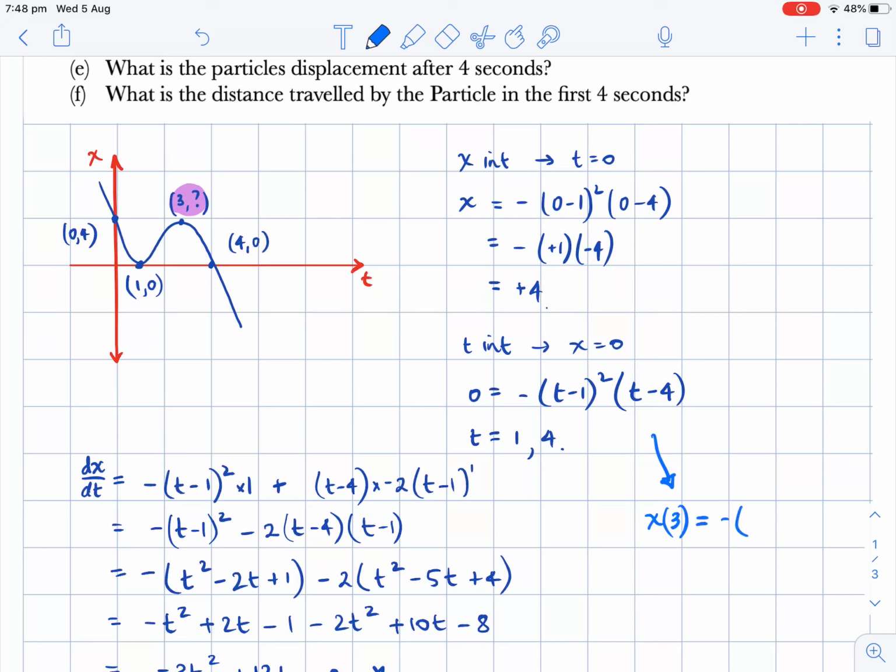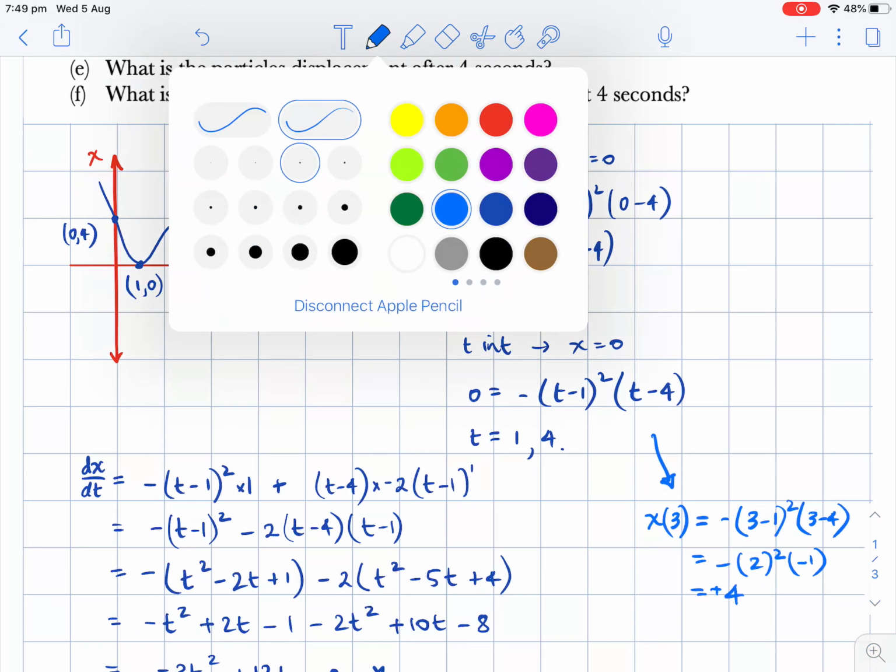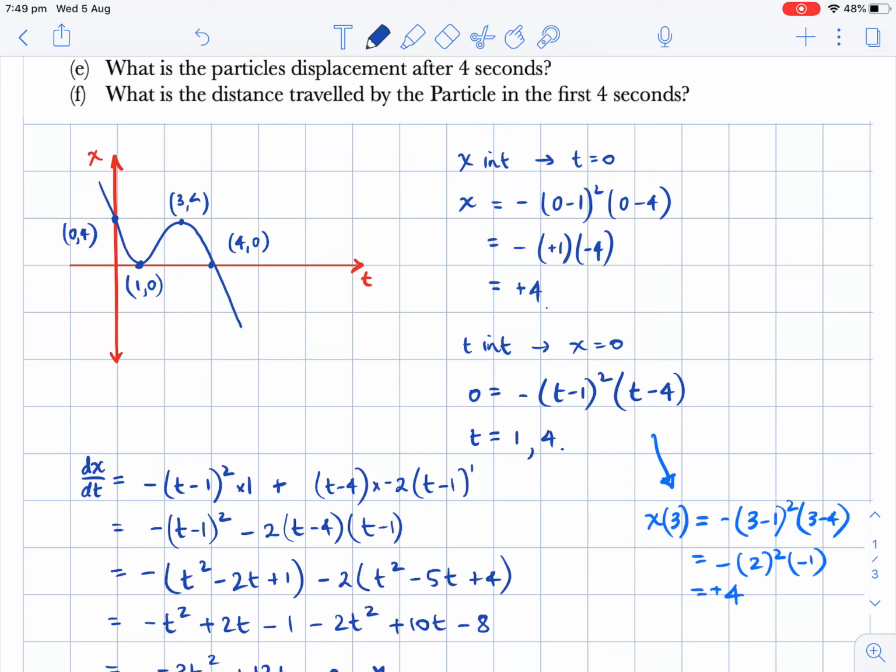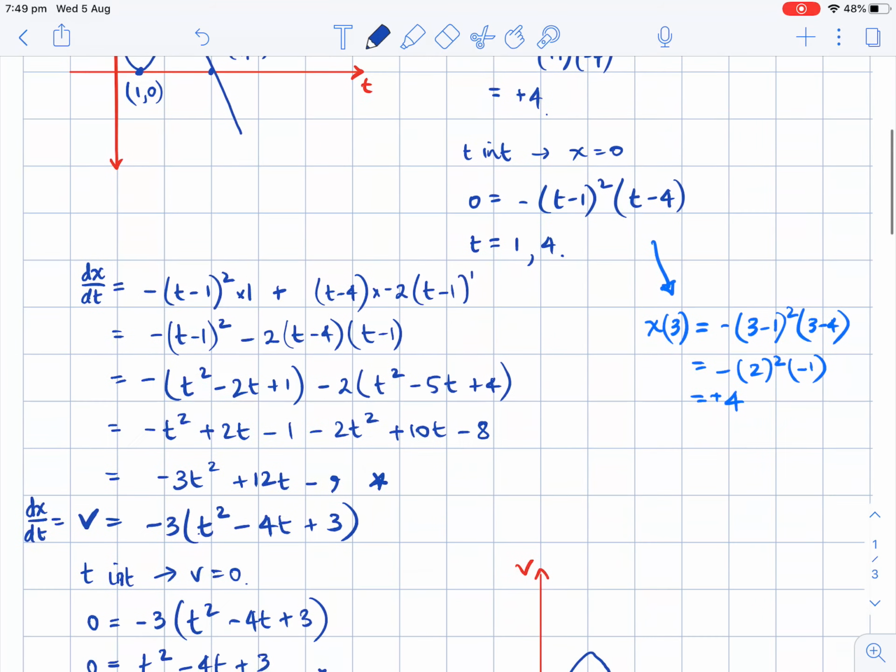And that'll equal -3 minus 1 squared times 3 minus 4, which equals -2 squared times -1, which is equal to +4. So let's get rid of that question mark, put a +4 up there. Nice. So we have now got the full graph for position.